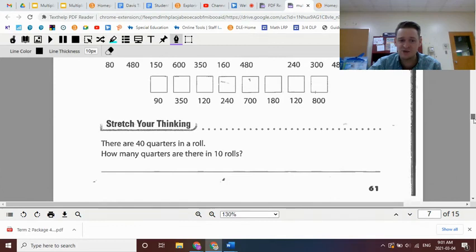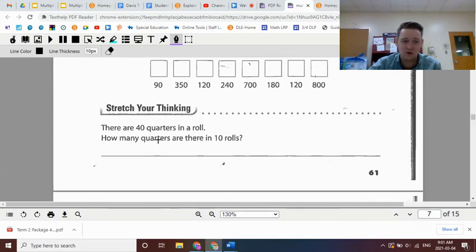And then there is a stretch your thinking part. It says there are 40 quarters in a roll. How many quarters are there in 10 rolls? So if you have one roll of quarters, and there are 40 in each roll, how many quarters would you have if you had 10 rolls? Really interested to see how you answer this question.